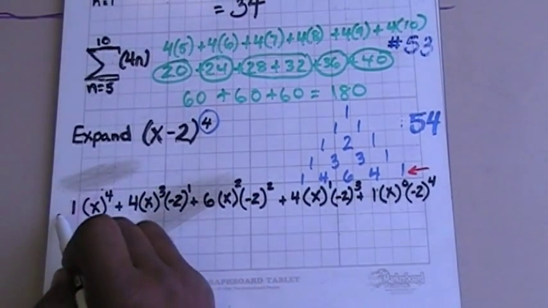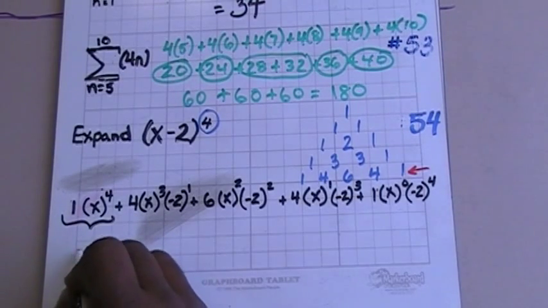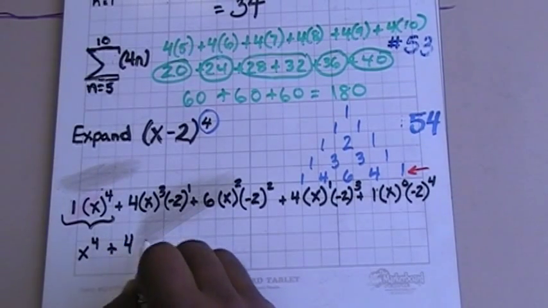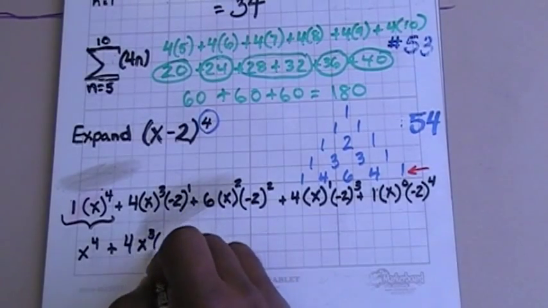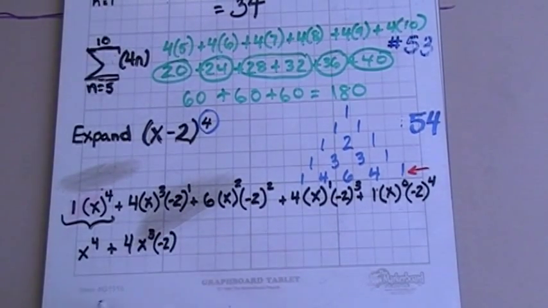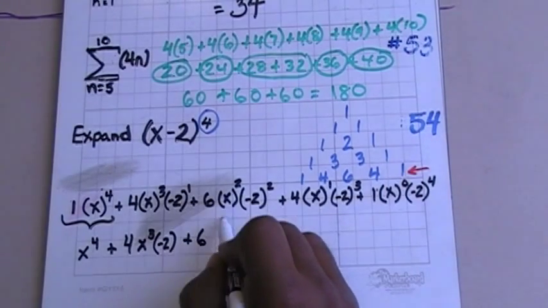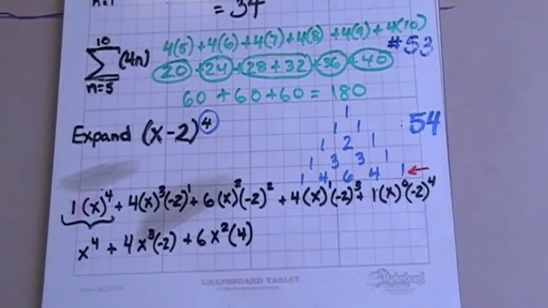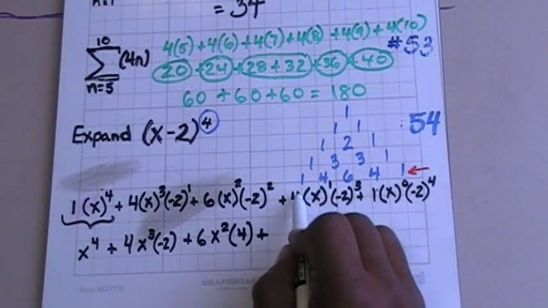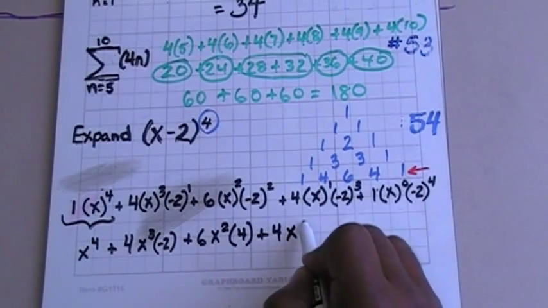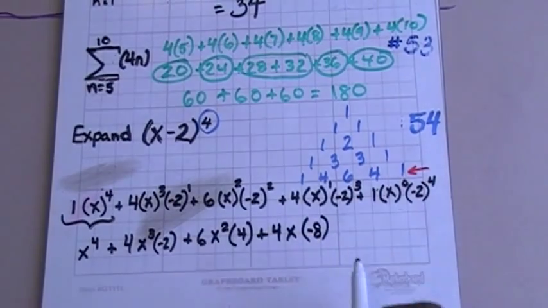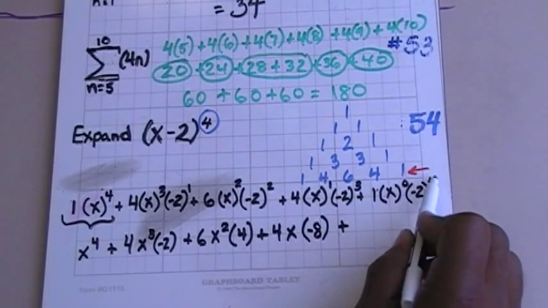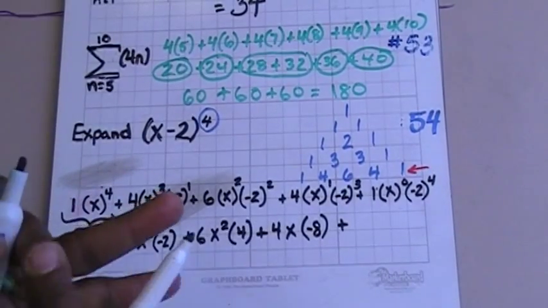Now, simplify each term. This ends up being x to the 4th, plus, this is 4x cubed times -2. And yes, we're going to have to go another line now. Plus 6x squared. Now, -2 squared is a positive 4. Plus 4x times -8. Plus, that gets canceled, and it's just -2 to the 4th power. That's 2, 4, 8, 16.